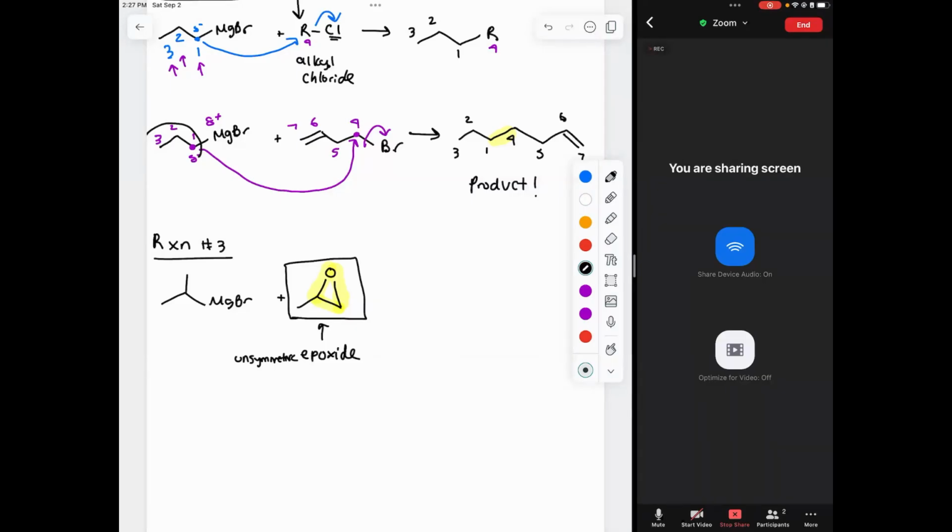So basically, whenever I have a Grignard in the presence of an unsymmetric epoxide, it's going to attack the less branchy side of the epoxide, right? So if I labeled this as A and B, which side would be less branchy? B. B, right? So your focus is going to be attacking this side, okay?